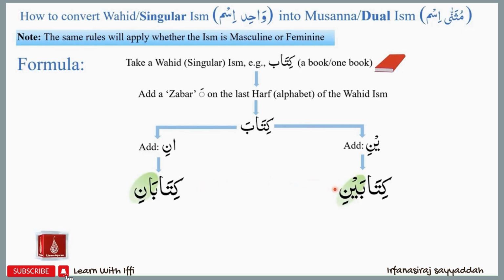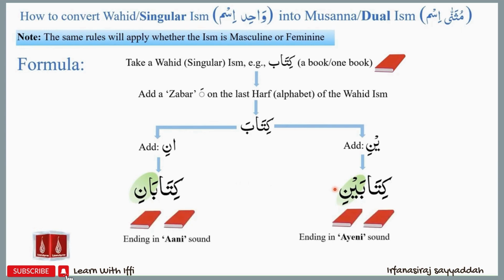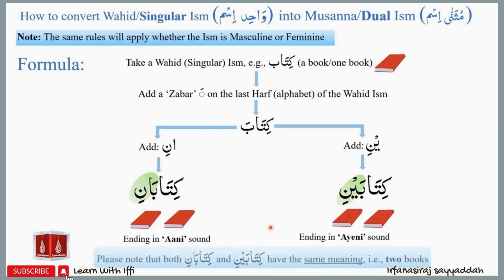Kitabani, kitabaini. One will end up in the ani sound and the other will end in the aini sound. Whenever we hear a word and we hear the ani sound or aini sound at the end, for example, kitabani or kitabaini, we should immediately think of the word being used in a dual sense or in the musanna sense.